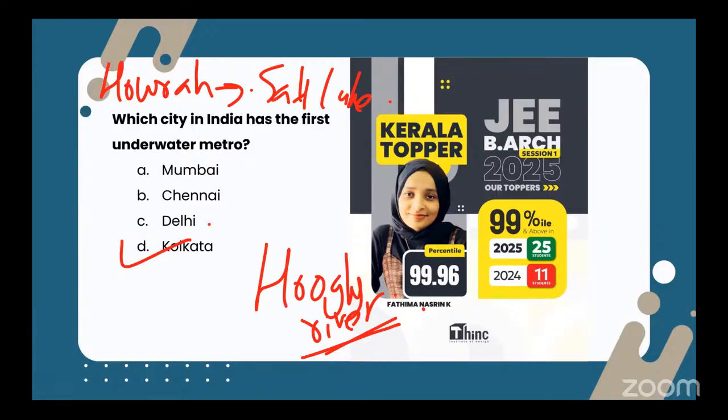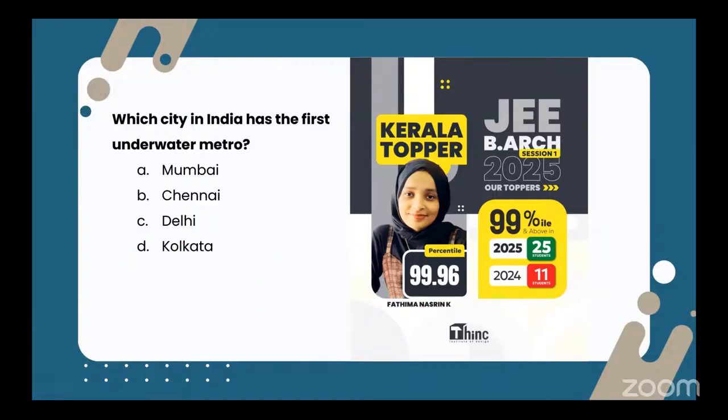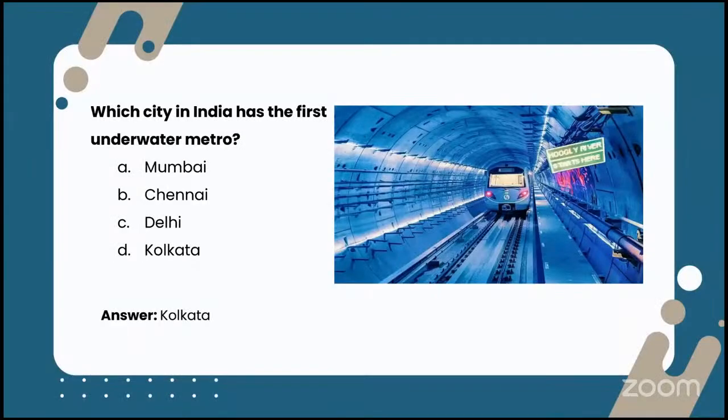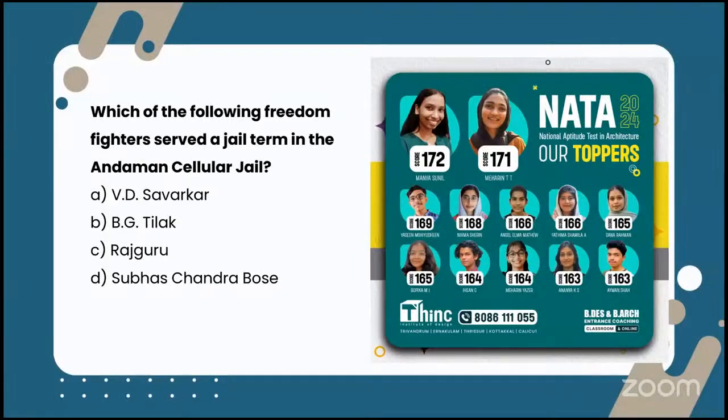Regarding the other cities, Delhi has a metro, Chennai has a metro, Mumbai also has a metro, but this underwater metro is from Kolkata. Okay, so the correct answer is D, Kolkata. Okay, all right. Moving on to the next question. Okay, so the correct answer is Kolkata. All right, moving on to the next question.